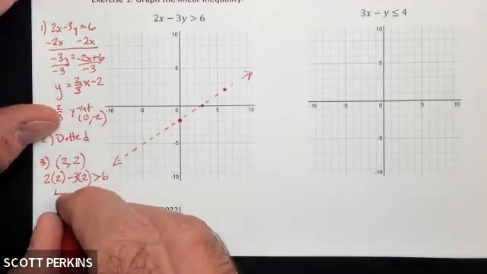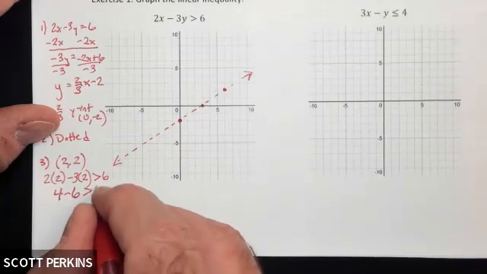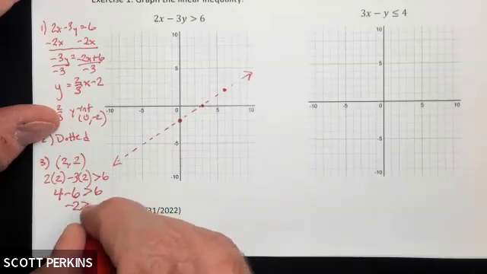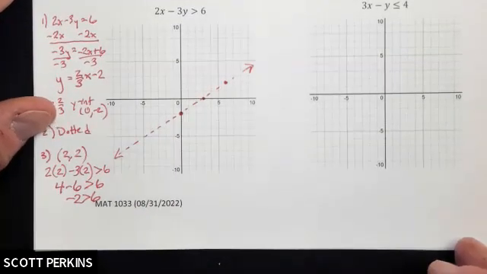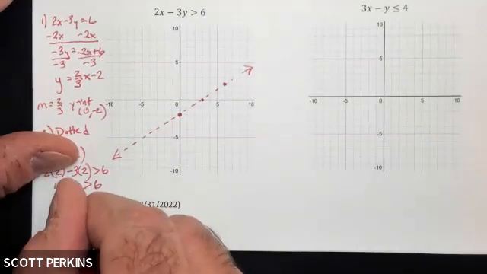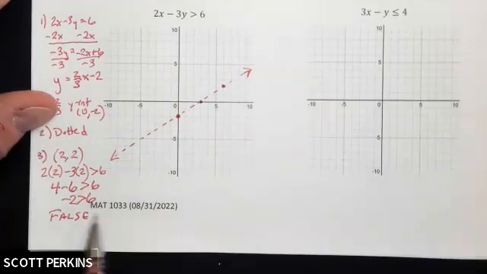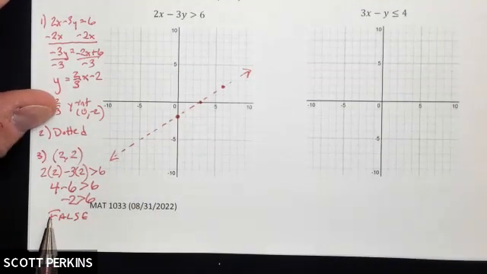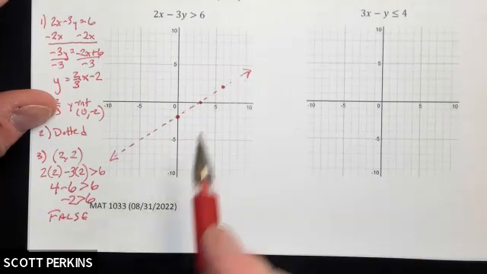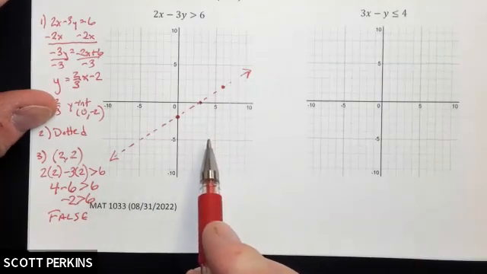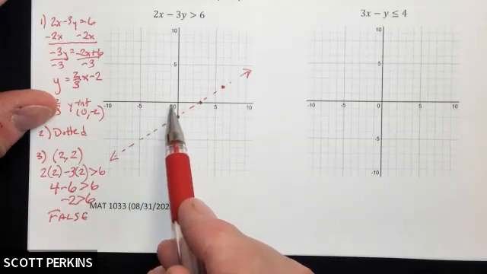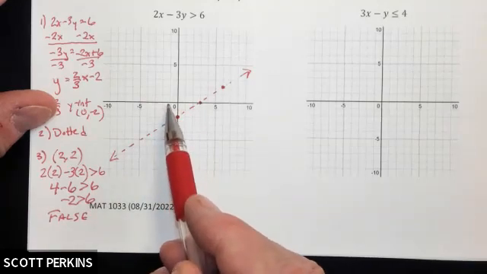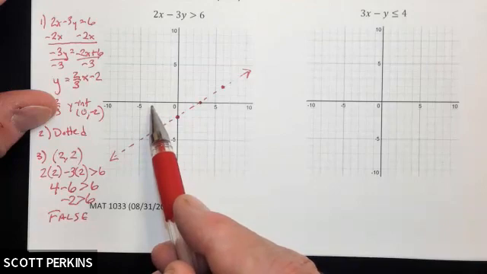2 times 2 is 4. 3 times 2 is 6. And 4 minus 6 is -2. Is -2 greater than 6? Is that a true statement or a false statement? Okay, that's false. So please note, whether you get a true or a false statement here depends on where your test point is. If you pick the test point down here below the line, then you got a true statement. You're on the solution part. If you picked something above, if you picked (0, 0), which is my default, then you got a false statement.